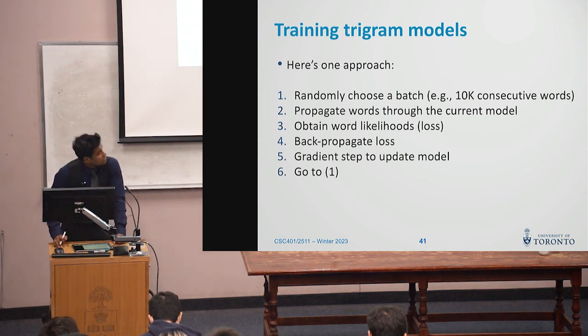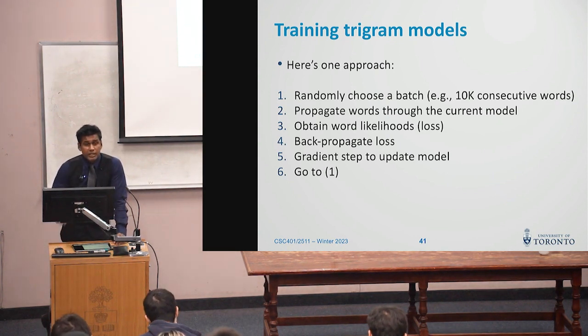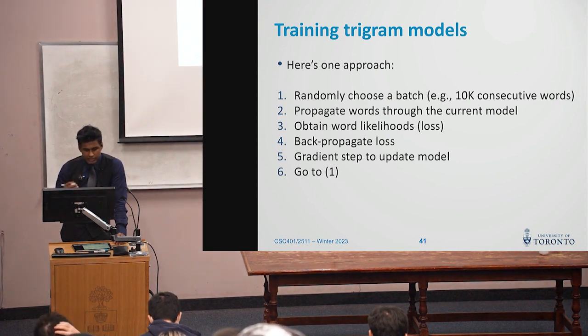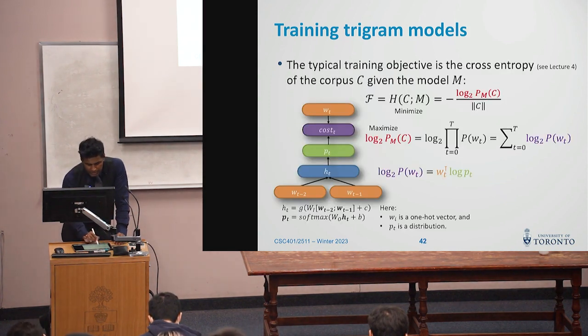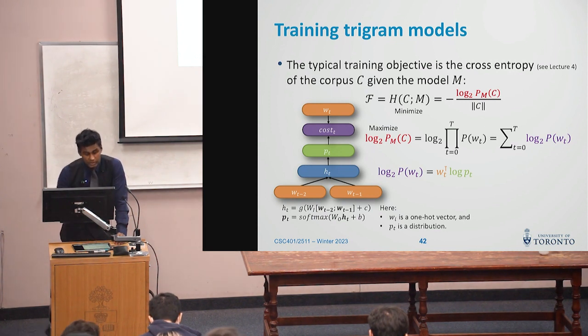So the training approach is simple. It could be a simple SGD-based training where you randomly choose a batch of training data, and then you propagate the words through the current model, get the word likelihoods, and you can calculate the loss because you know the ground truth answer and your predicted answer. And then you backpropagate that loss, take a gradient step to update the model parameters, and so on.